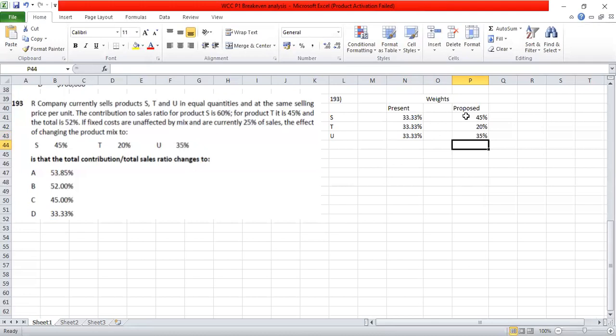Then another set of information we have is that fixed costs are unaffected by mix. So in either case, both the present and the proposed change, the fixed costs are unaffected and are currently 25% of sales. The effect of changing the product mix to this is that the total contribution by total sales ratio changes to what?